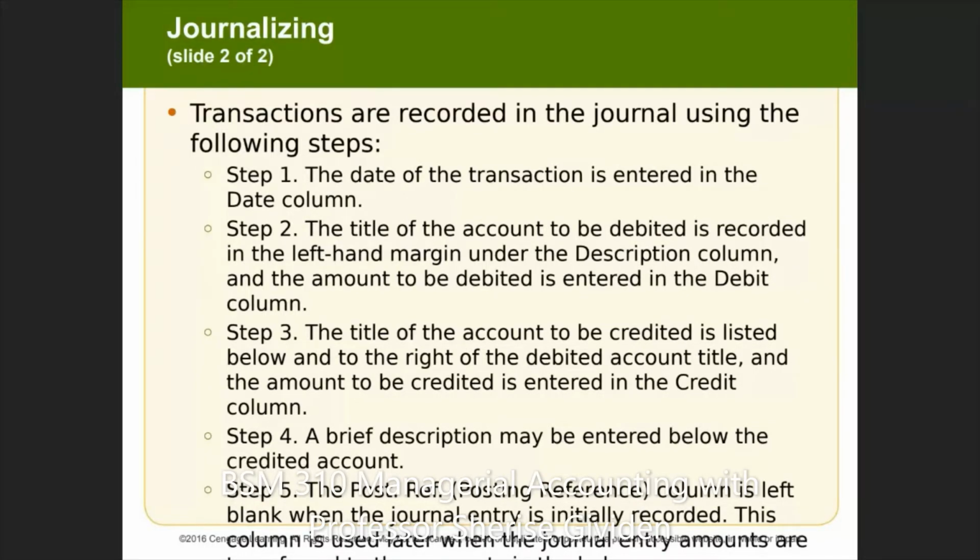Yeah. So transactions are recorded in the journal using the following steps. Step 1, the date of the transaction is entered in the date column. So you're going to enter the date. The title of the account to be debited is recorded in the left-hand margin under the description column. And the amount to be debited is entered in the debit column. Step 3, the title of the account to be credited is listed below and to the right of the debited account title, and the amount to be credited is entered in the credit column.